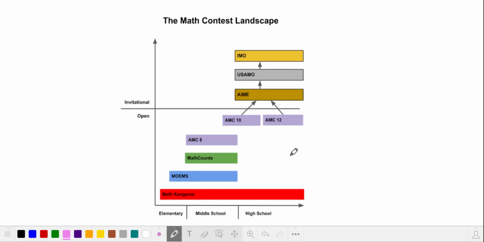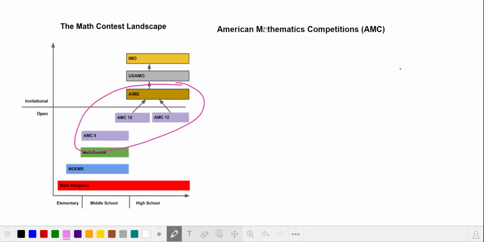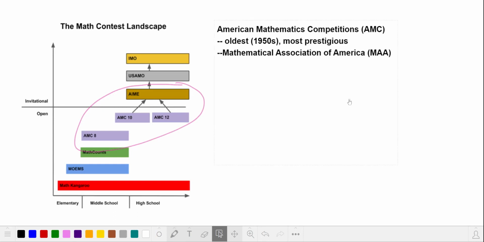There are a lot of fun math contests to keep your students busy between elementary and high school. We're going to focus on the most critical contests, known as the AMCs. AMC stands for the American Mathematics Competitions, arguably the oldest and most prestigious math contests in the United States and arguably the world. The AMCs are produced by the Mathematical Association of America.